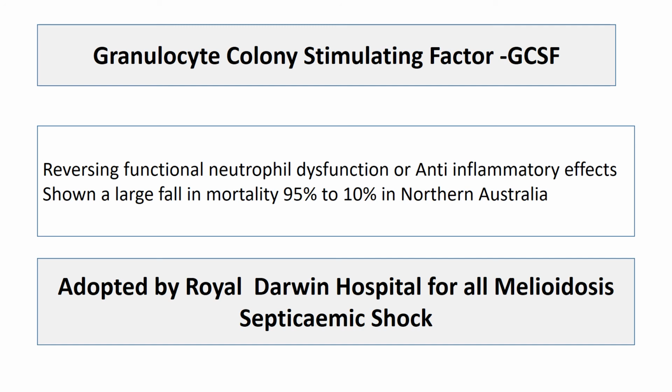They showed that by using this GCSF, they managed to reverse the neutrophil dysfunction. They feel it's either reversing the neutrophil dysfunction or the anti-inflammatory effect came into play, and they actually dropped mortality from 95% to 10% in northern Australia. So there were two studies that were done, and this was actually adopted by the Royal Darwin Hospital for all melioidosis patients.